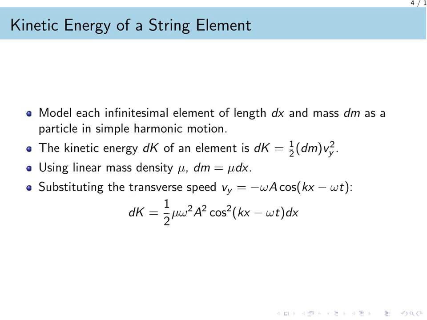If we substitute the expression for the transverse speed of a sinusoidal wave, we find that the kinetic energy of the element is equal to 1/2 times the linear mass density times the square of the angular frequency times the square of the amplitude, all multiplied by the square of the cosine of the quantity wave number times position minus angular frequency times time, times the change in position.